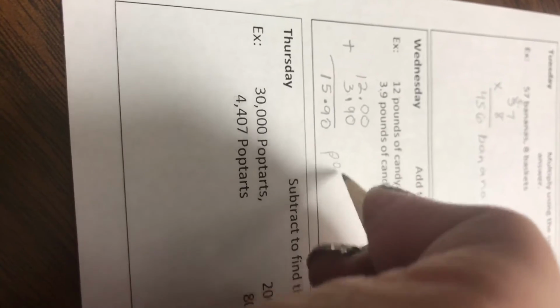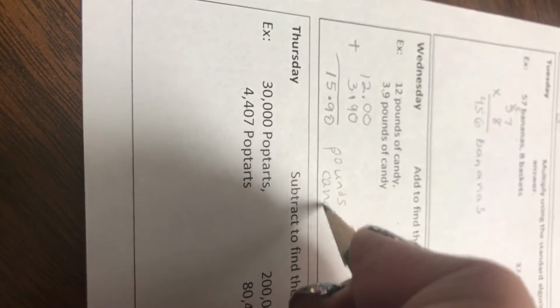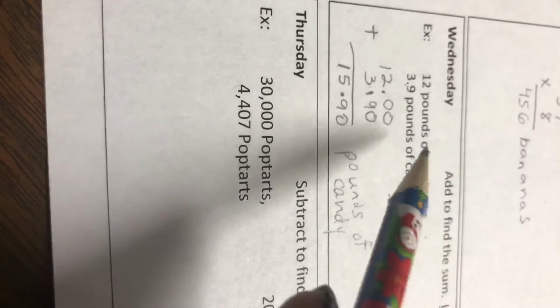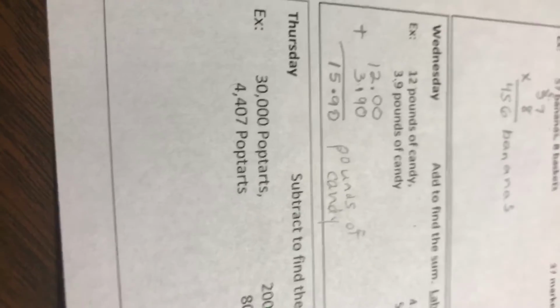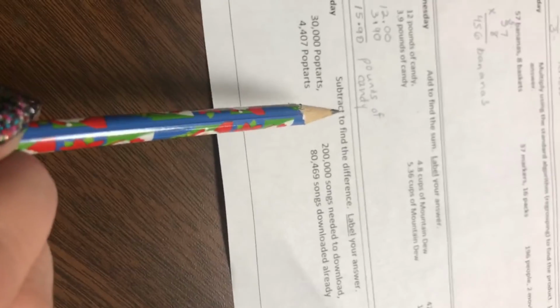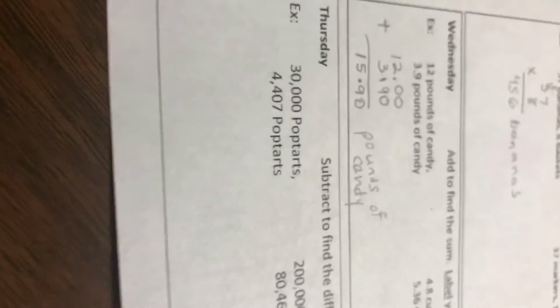And we were adding candy, so I'm going to label it pounds of candy. And that is the sum of the example problem from Wednesday. Again, I remember to label it. All right, on the last section, on Thursdays, we are going to be subtracting to find the difference. And again, we need to label our answer. Labeling in subtraction is a lot easier as well.